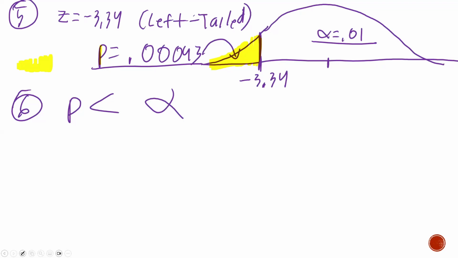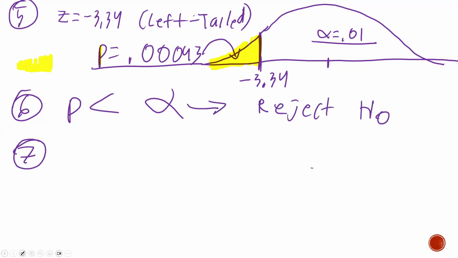So we said, hey, assuming the null hypothesis, assuming no change, we would only find a sample like this 0.043% of the time. That's pretty unlikely, right? So that implies to us that we should reject our null hypothesis, right? So then step 7 is to, yes, go ahead. Absolutely. That's how you do it.